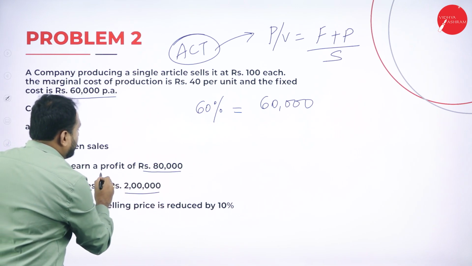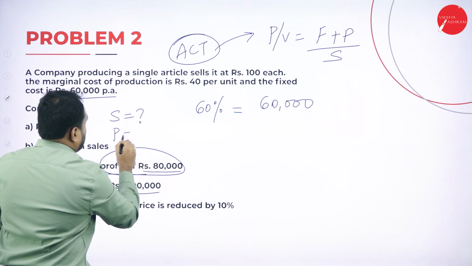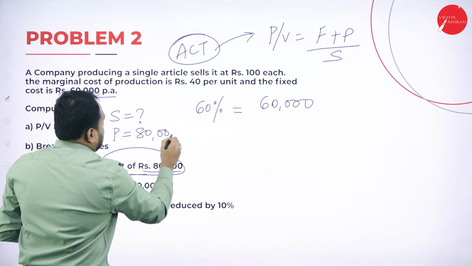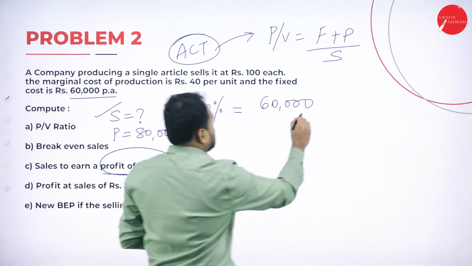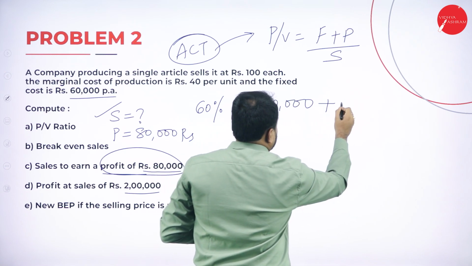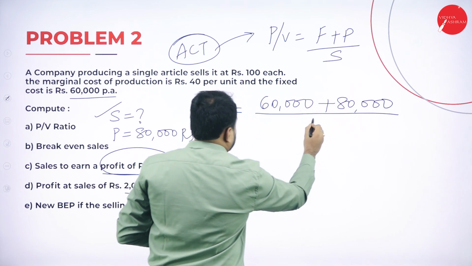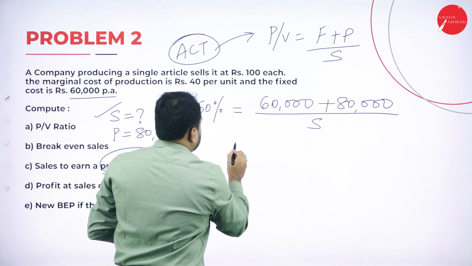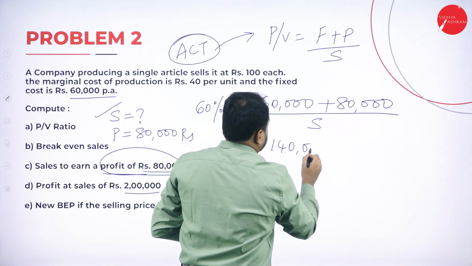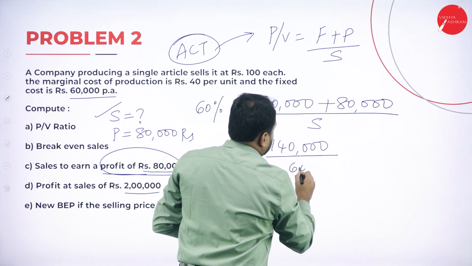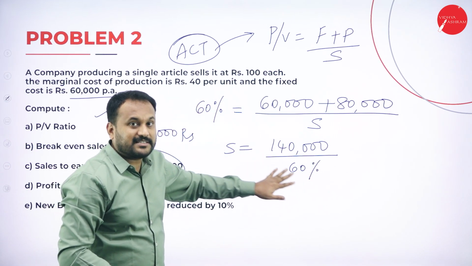Sales to earn a profit of 80,000 means sales we don't know, but profit is 80,000 rupees. We are supposed to find what? Sales. Now here, plus, what is the profit? Profit is 80,000 divided by, now sales I don't know. The sales I'll put it here. So S is equal to 60 plus 80 is 1,40,000 divided by 60%. Never put just 60, it is 60%.